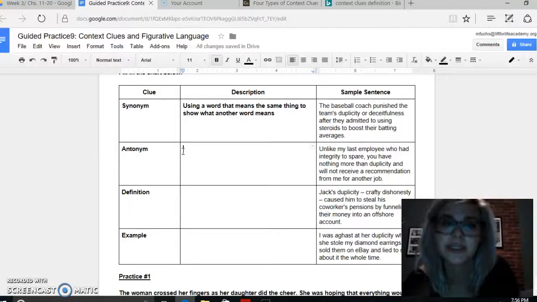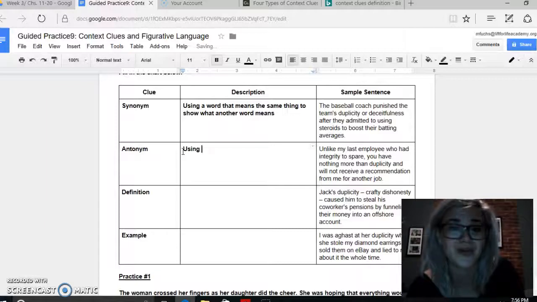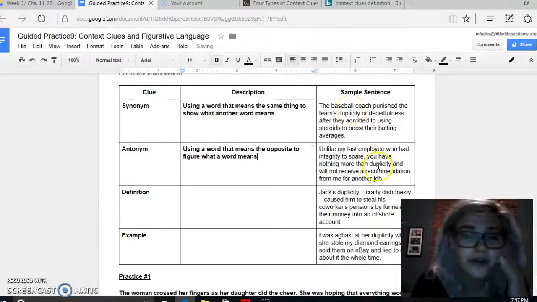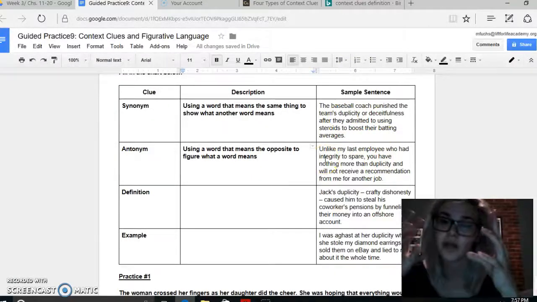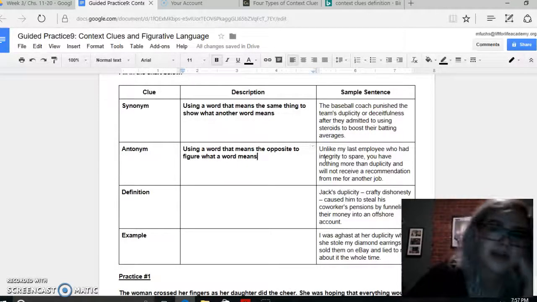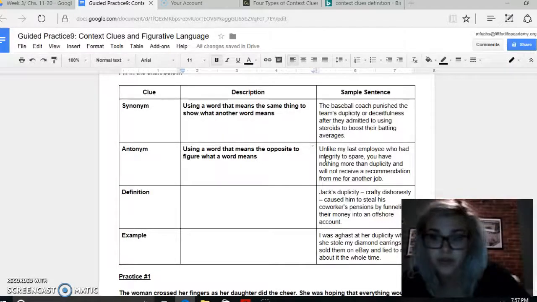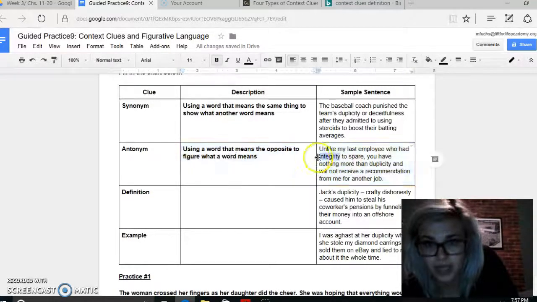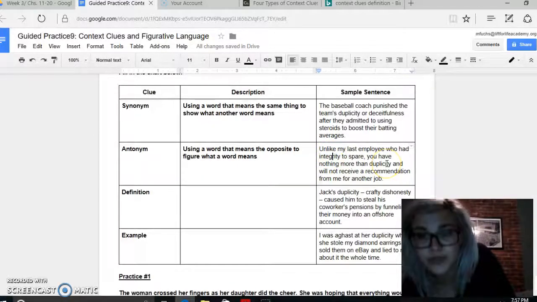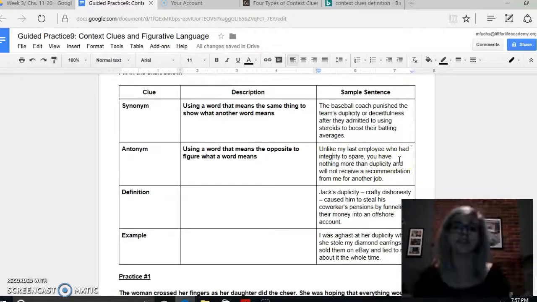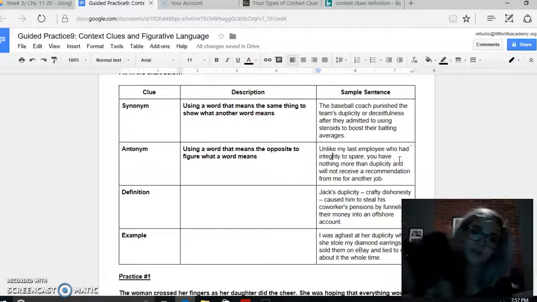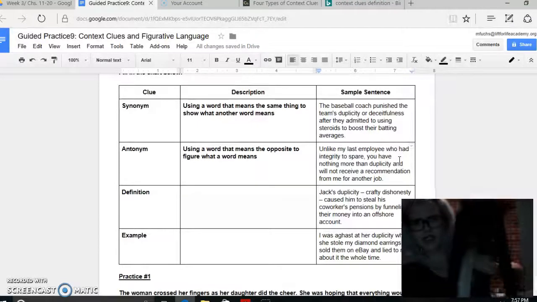Now, when we're talking about antonyms, it's very similar, but the opposite. So you are using a word that means the opposite to figure out what a word means. Again, with all of these, we're sticking with the word duplicity. We have no idea what it means, so these types of context clues are going to show us. Unlike my last employee who had integrity to spare, you have nothing more than duplicity and will not receive a recommendation from me for another job. So, integrity is our antonym for duplicity. Integrity is like doing the right thing all the time. It's saying, unlike this, where you would have integrity, you have duplicity, and it is terrible.